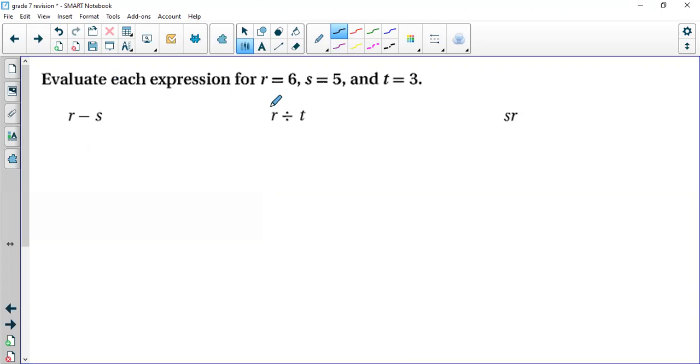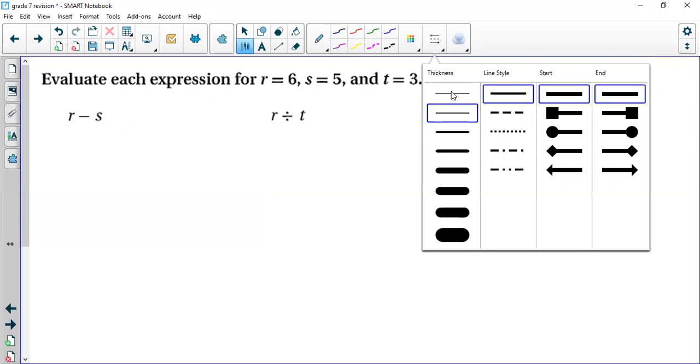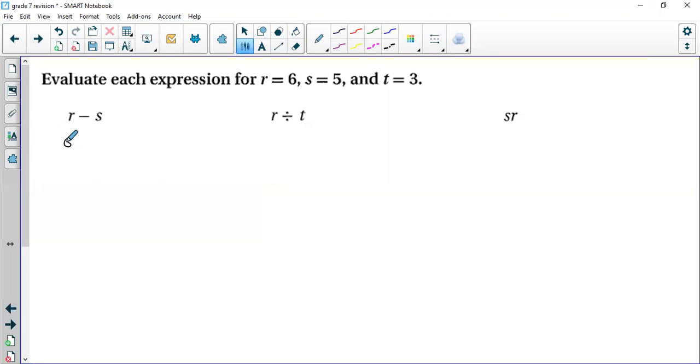Evaluate each expression for r equals 6, s equals 5 and t equals 3, which means in place of any of these variables you need to replace them with the numbers. So here we have r minus s, which means r is 6, so let's write 6 in place of r, minus s, that's 5. So r minus s, that is 6 minus 5 equals 1. So the value of this expression is 1.